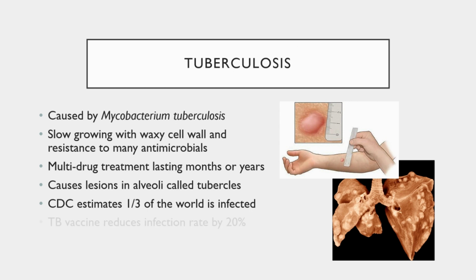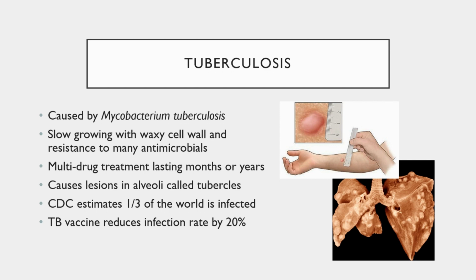There is a TB vaccine, but it is not very effective. It only reduces the risk of infection by about 20%. It's really only given to healthcare professionals and people in the military who travel abroad and are at greater risk for contracting TB. The TB vaccine is actually most useful for preventing severe forms of tuberculosis that can progress into meningitis, but it's not very useful for blocking infection full stop.